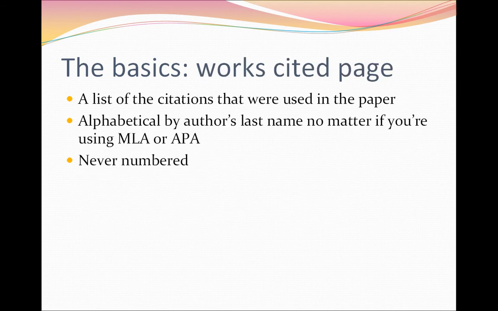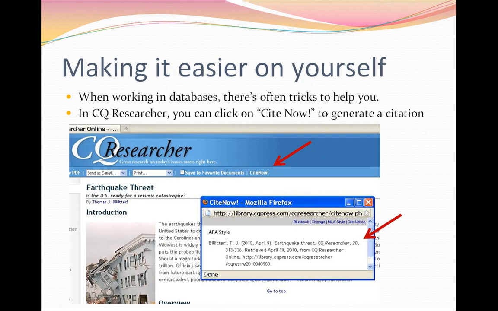Okay, so the works cited page or the bibliography page, either one, they're synonymous, they mean the same thing. It's the list of the citations that were used in a paper. They're always alphabetical by the author's last name, no matter if you're using MLA or APA, and they're never numbered.